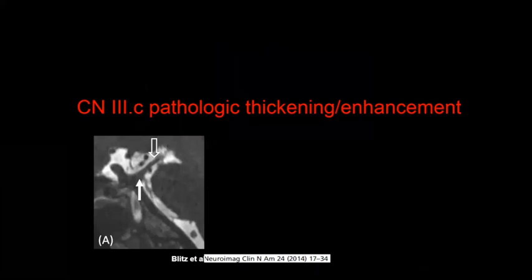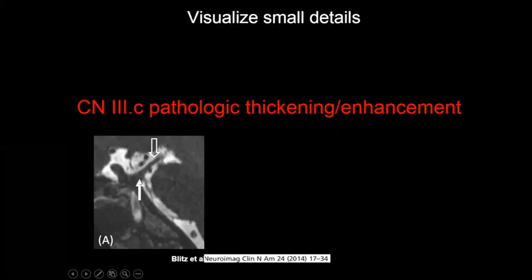In this case, you can see in the sagittal plane on pre-contrast CISS imaging the midbrain. Here's the pons, and this is the third nerve, the oculomotor nerve, extending anteriorly towards the base of the skull. And you can see that the cranial nerve is fanned out in its distal cisternal segment from about 1.5 millimeters to about 2.5 millimeters. This is, again, an example of how we can see small details on high-resolution imaging, including cysts that we couldn't necessarily see with standard imaging.